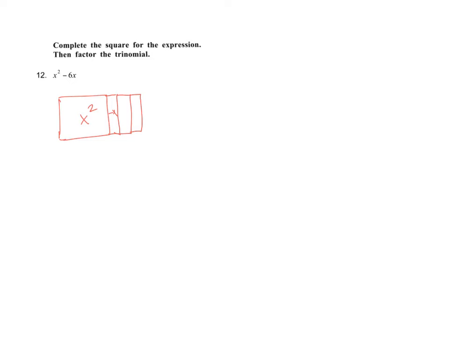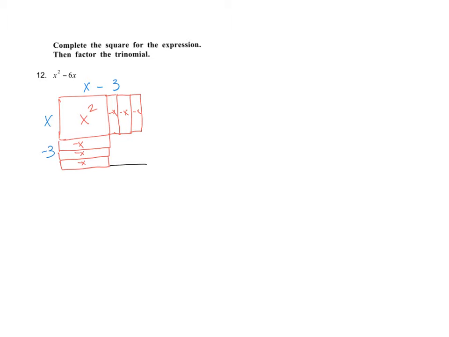So if I have negative x, negative x, negative x, and if I put 3 of them this way, now I'm closer to a square. Because this side is x minus 3, and this side will also be x minus 3. The problem is we're missing some stuff.